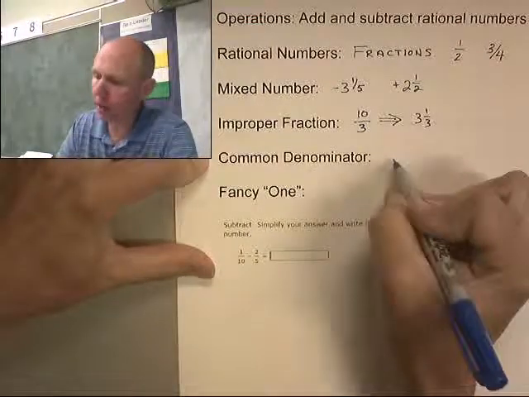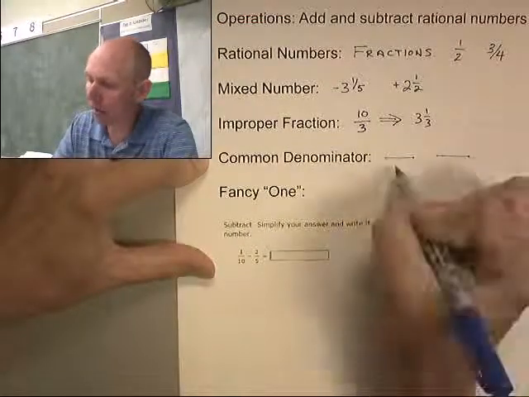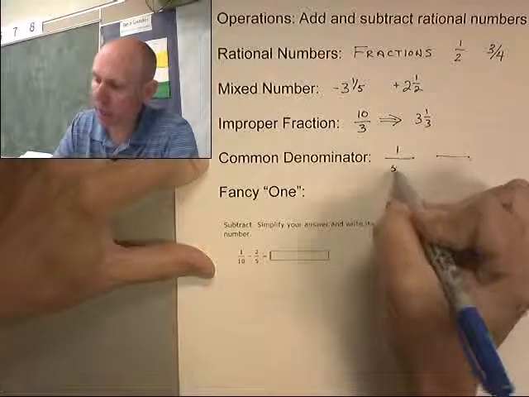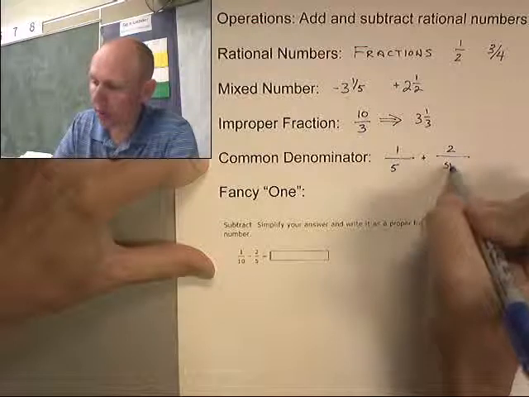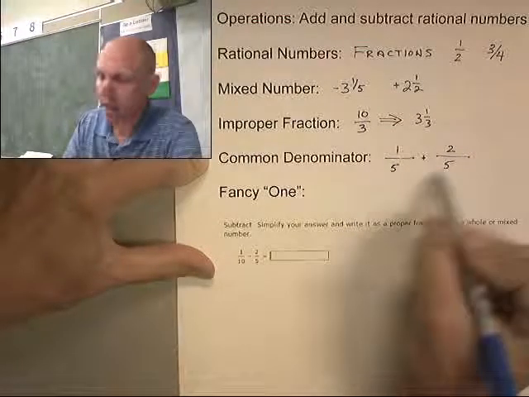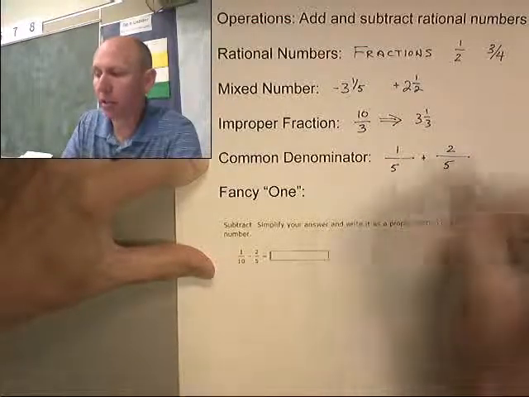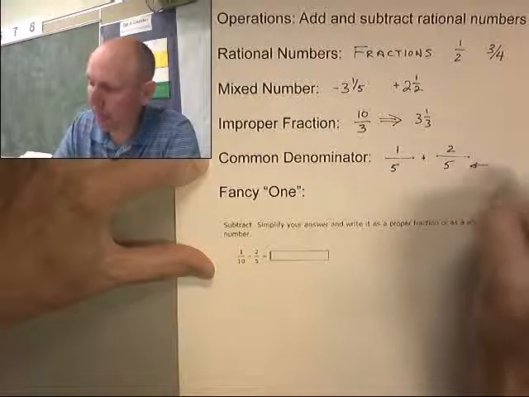Common denominator. Remember, the denominator is the bottom part of a fraction. So if I have 1/5 and 2/5, they have a common denominator. The common denominator is 5.